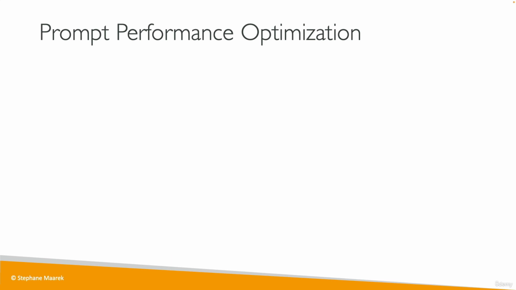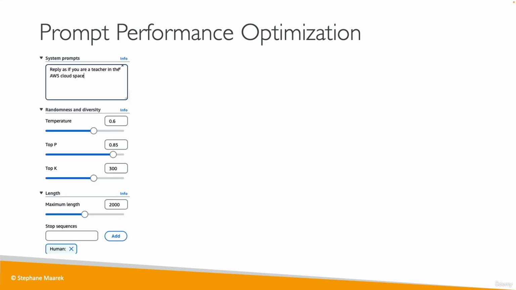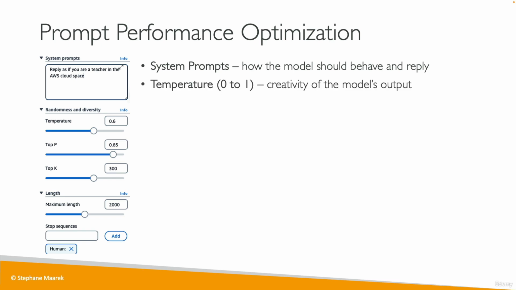So let's go into the prompt performance optimization. This is a screenshot from Amazon Bedrock, and as you can see, we have a few knobs that we can change. The first one is the system prompts. So we can specify how the model should behave and reply. In my example, I say, reply as if you are a teacher in the AWS cloud space. Of course, we set the tone for the answer, and this will really help the LLM to respond the way we want it to.